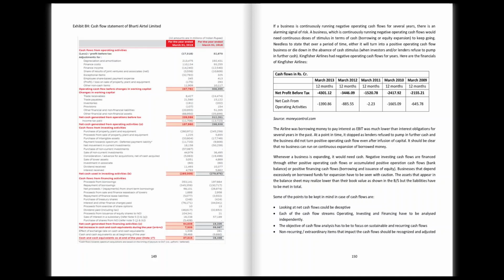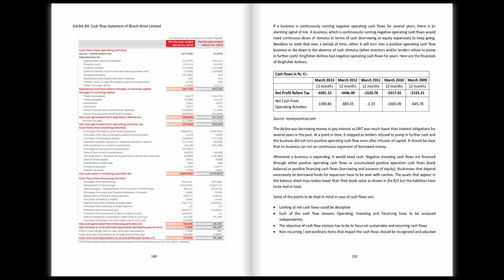Whenever a business is expanding, it would need cash. Negative investing cash flows are financed through either positive operating cash flows or accumulated positive operating cash flows, bank balance, or positive financing cash flows, borrowing and issuance of equity. Businesses that depend excessively on borrowed funds for expansion have to be seen with caution. The assets that appear in the balance sheet may realize lower than their book value as shown in the balance sheet, but the liabilities have to be met in total.